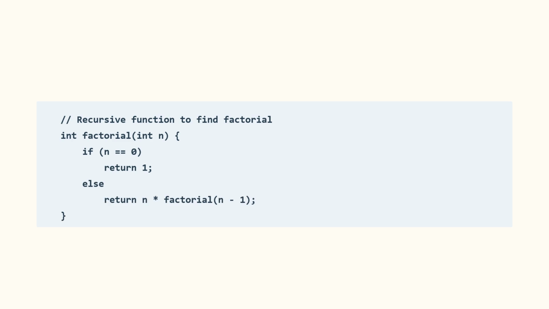Else return n * factorial(n - 1). If n is not 0, the function enters the recursive case. Here, it returns the product of n and the factorial of n minus 1. This line essentially says, to find the factorial of n, multiply n with the factorial of n minus 1.